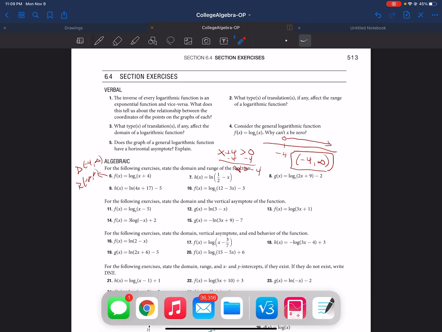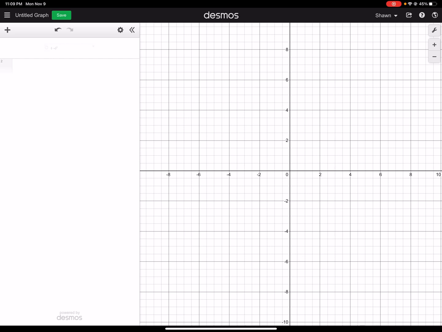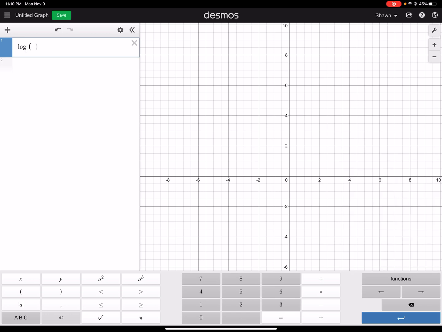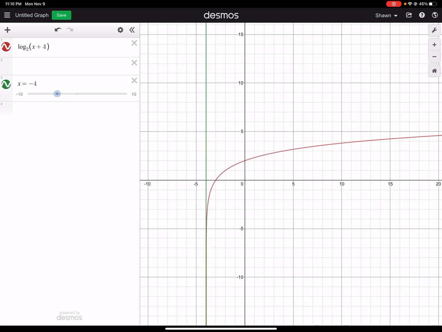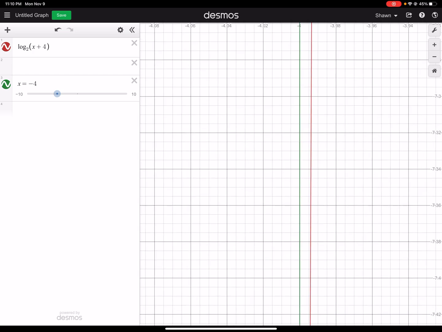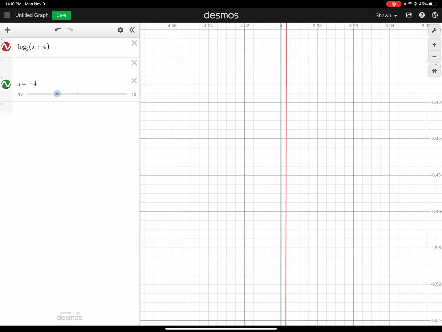I'm going to graph that now for us so that we can see exactly what it looks like. And here is that graph. So we have log base 2 of x plus 4. And I'm going to show you now, if I give us x equals negative 4, there is a vertical line at negative 4. You can see that the function is asymptotic there. And as we go down, it gets closer and closer and closer, but it never will touch.